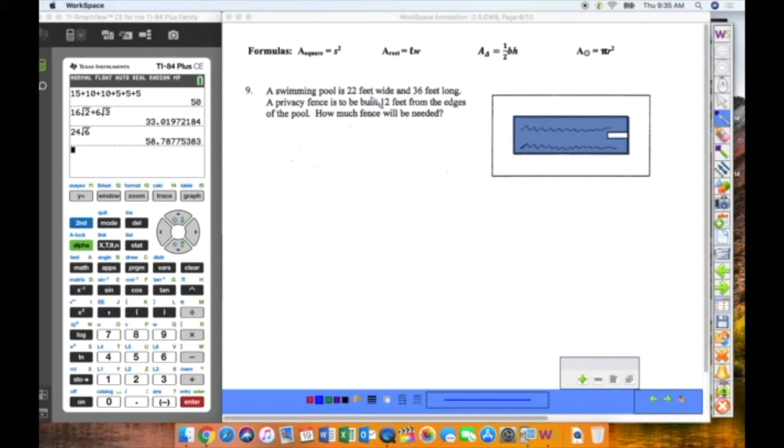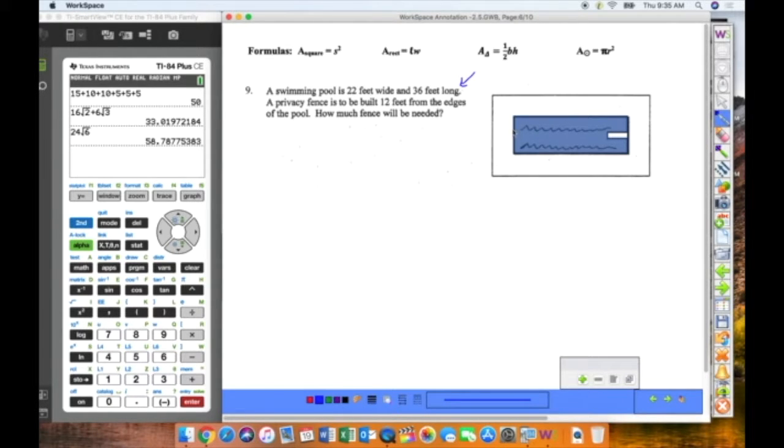The swimming pool is 22 feet wide by 36 feet long. Let's go ahead and put that information in the picture. Remember, if they give you a picture, they give you information. So this is the swimming pool here, in blue, because this thing outside of it is the fence that they're going to build here. So there's a privacy fence that's going to be built around it. How much fence will be needed?